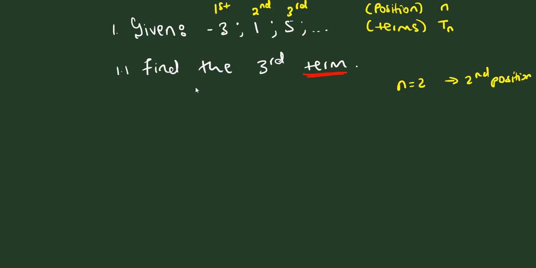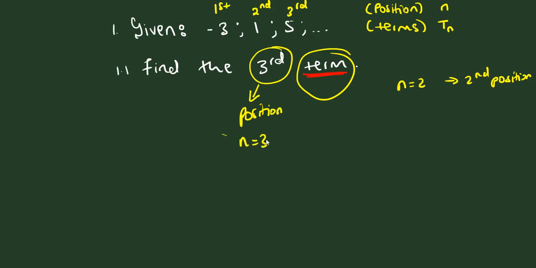So they said find the third term. Are we looking for the position or are we looking for the number in the position, meaning the term itself? We are looking for the term. What are we given? We are given position here, because they said third. So it means our n is equal to 3, because we're talking about the third position. They want to know what is the term in that third position. Find the third term, or find the term in the third position. The term is 5, meaning the answer is 5.